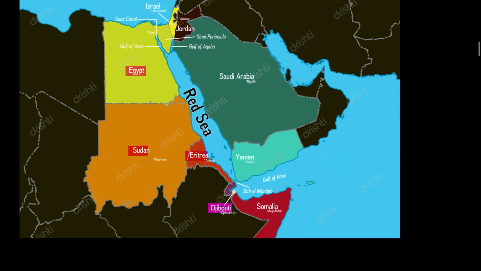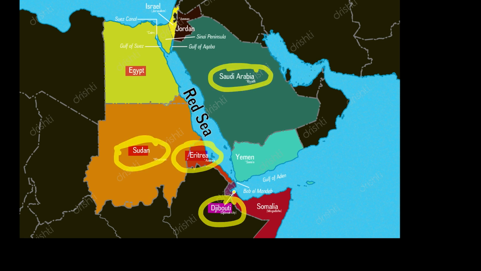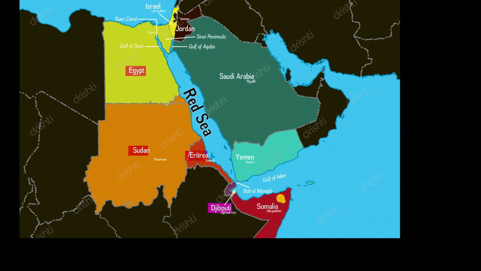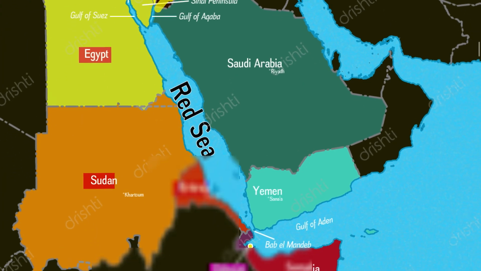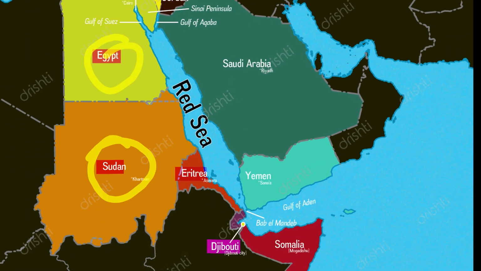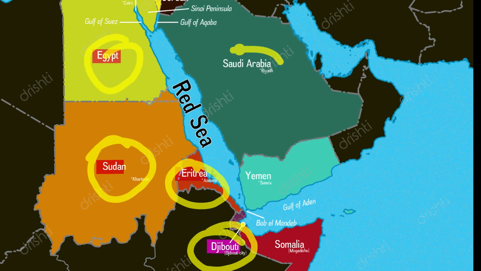So the countries surrounding the Red Sea are Egypt, Saudi Arabia, Sudan, Eritrea, Djibouti. Djibouti is this small country right here. Then Somalia. Somalia basically comes in the Gulf of Aden, so we'll just consider Djibouti, Eritrea, Sudan, and Egypt from the African side, and from the Asian side, it is Saudi Arabia, Yemen, and if we consider Gulf of Aqaba to be part of Red Sea, then we would have Jordan and Israel. But we basically consider these countries only: Egypt, Sudan, Eritrea, Djibouti, Saudi Arabia, and Yemen.